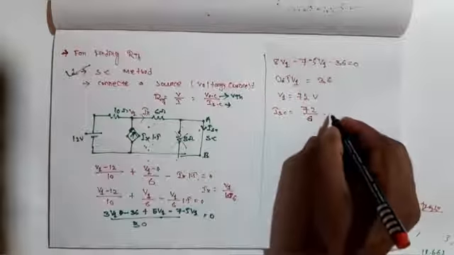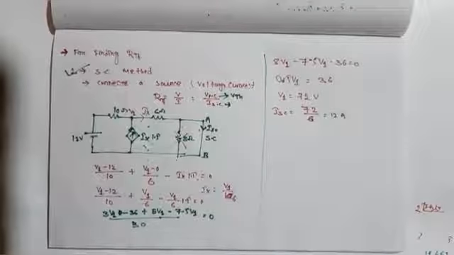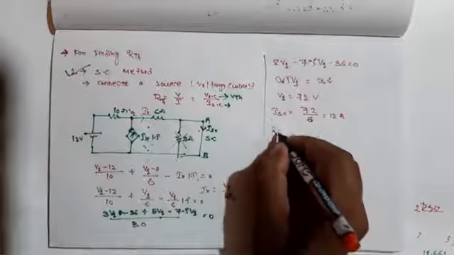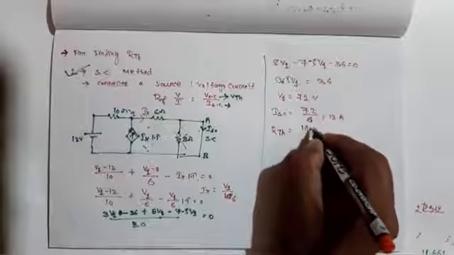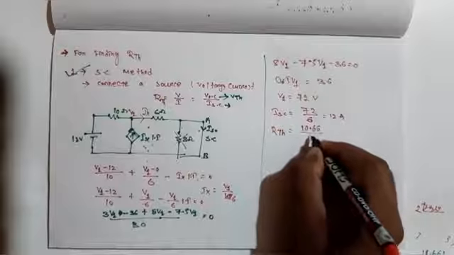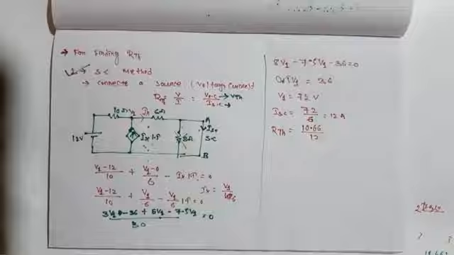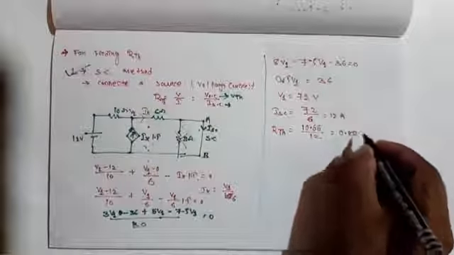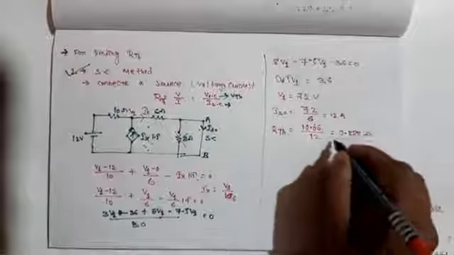This is 12 ampere. We need to find this RTH, so we know previously RTH equals 10.66 divided by 12, which is equal to 0.88 ohm. This is our Thevenin's resistance.